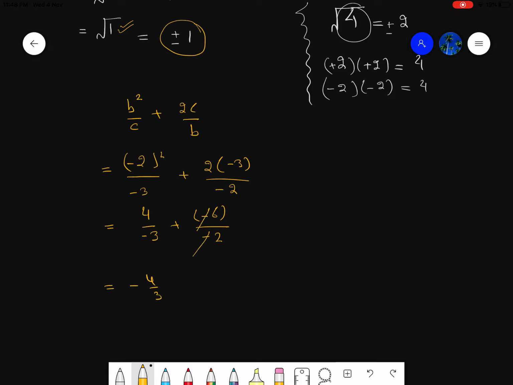And you can see that this negative and negative cancels out. 2 1s are 2, 2 3s are 6. So you get plus 3. Minus 4 over 3 plus 3. And then you can simplify it by making the denominator the same, times this by 3 and this by 3. So you get minus 4 over 3 plus 9 over 3, which will give you the final answer as positive 5 over 3.